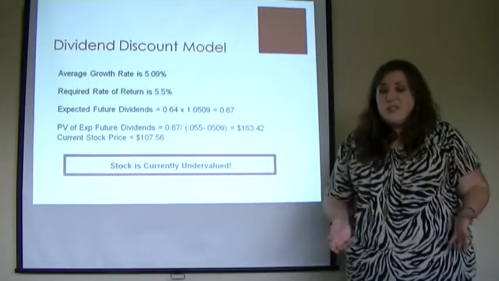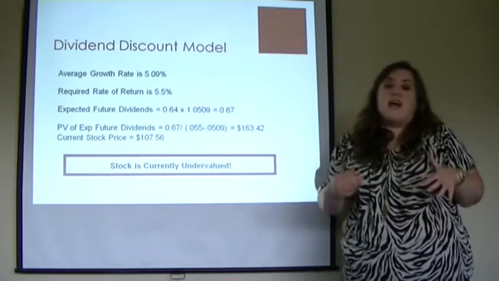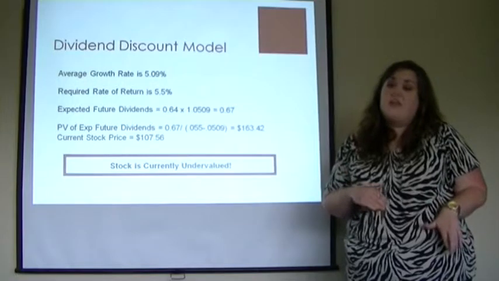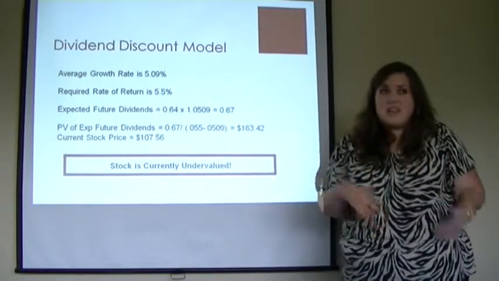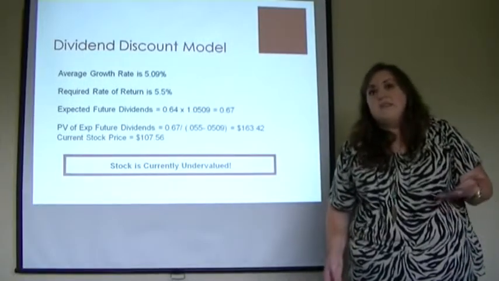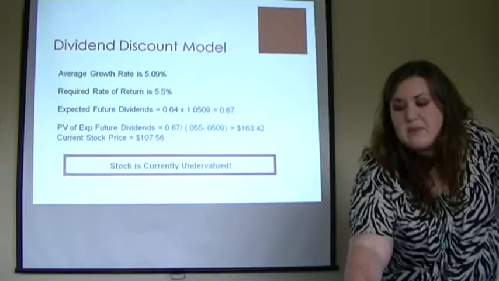whereas the current stock price is $107.56. So looking at it in this particular example, the stock is currently undervalued, and that makes me a happy investor, because that means I have stock that's worth more than what everybody else thinks it's worth, or worth more than I would pay for it right now. So it makes me a happy camper.